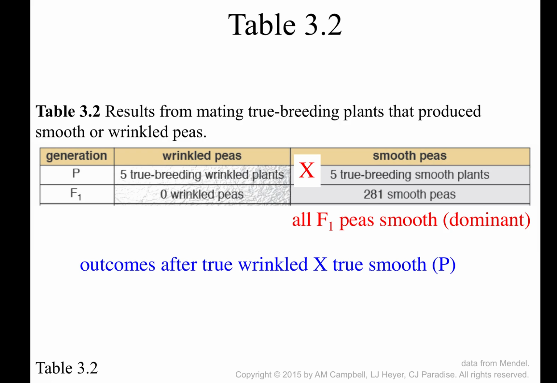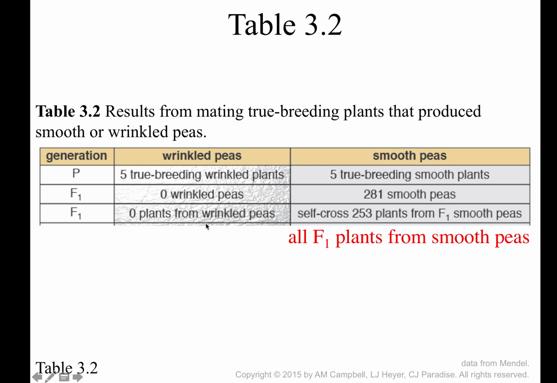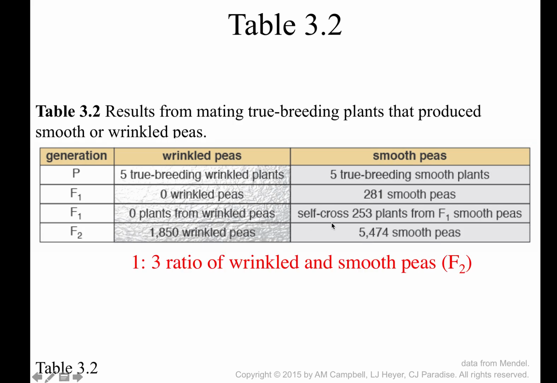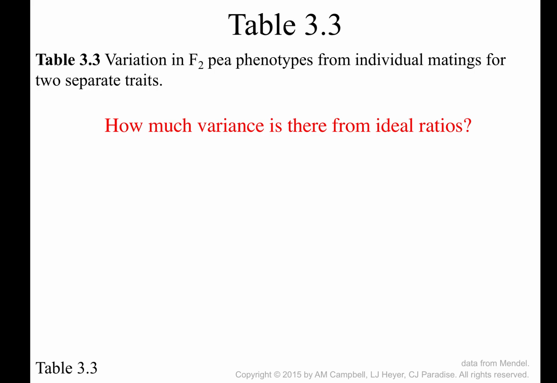And the F1 generation, similar sort of thing in that everybody was smooth, nobody was wrinkled, so smooth would be dominant over wrinkled. Wrinkled is recessive. Then he crossed these among themselves, self-pollinated these plants. Then he got, again, a 3-to-1 ratio, 3 times more dominant than recessive. So it works regardless of the true breeding trait, that you get this 3-to-1 ratio.